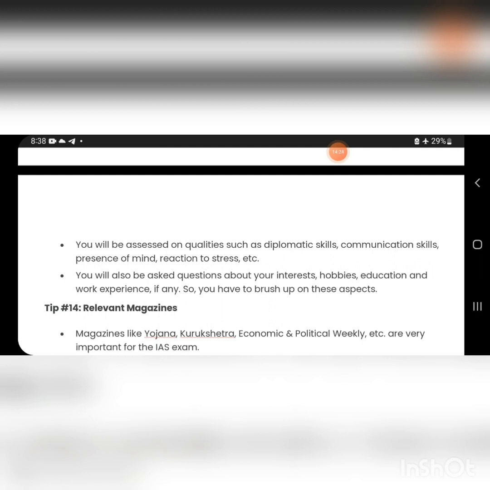You will be assessed on qualities such as diplomatic skills, communication skills, presence of mind, reaction to stress, etc. You will also be asked questions about your interests, hobbies, education, and work experience, if any, so you have to brush up on these aspects.